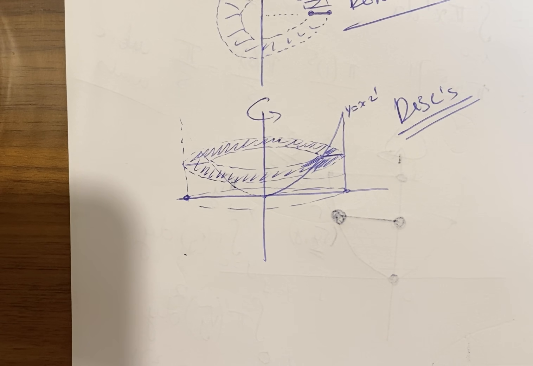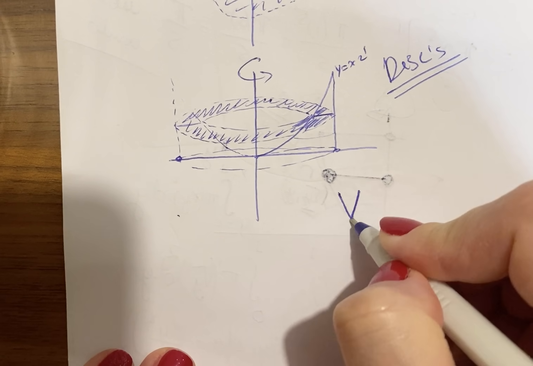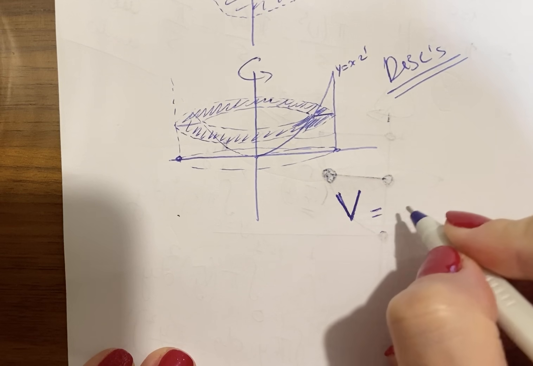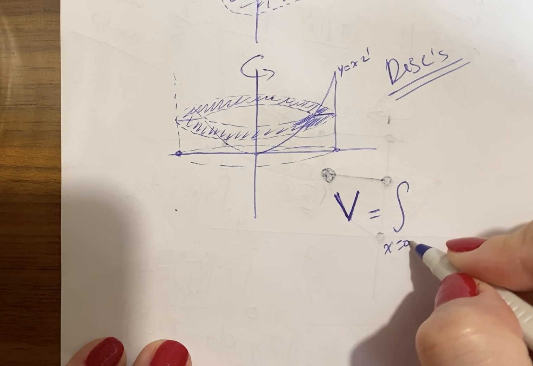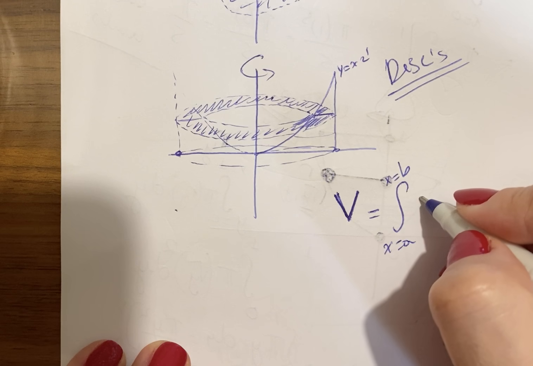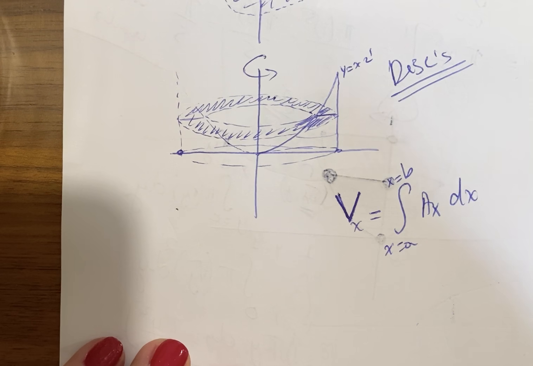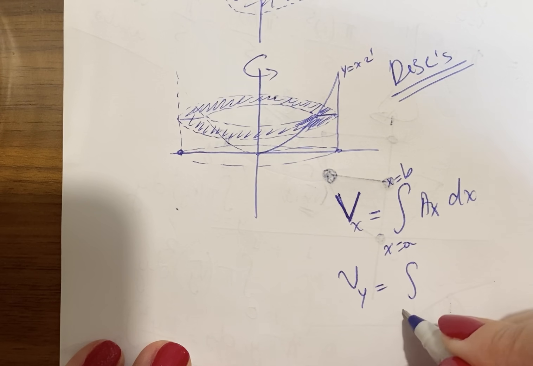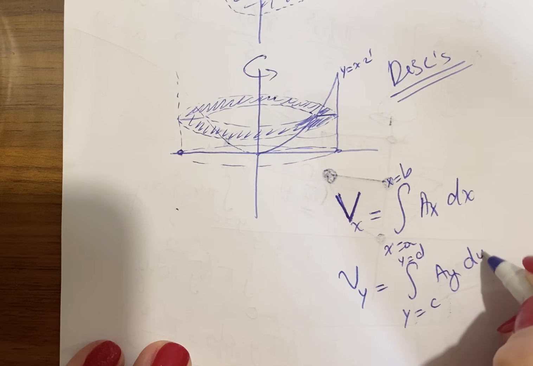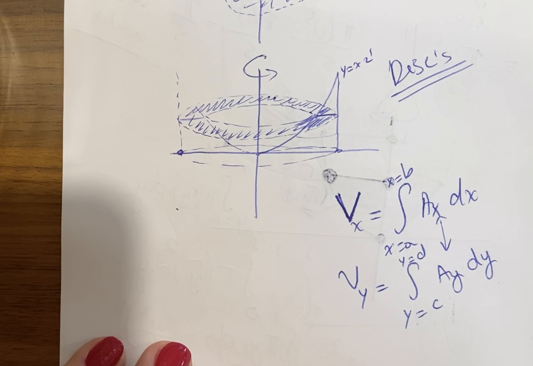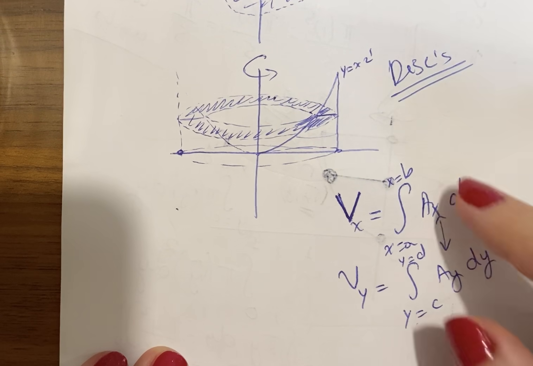See, again, how do I get volumes? Volumes are always integrals over the region. You find your limits in x, area in terms of x, dx. This is if you're rotating about the x-axis. If you're rotating about the y-axis, you find your limits of y, area with respect to y of the sample region that you are rotating, and you integrate with respect to y. That's what we always have to do.